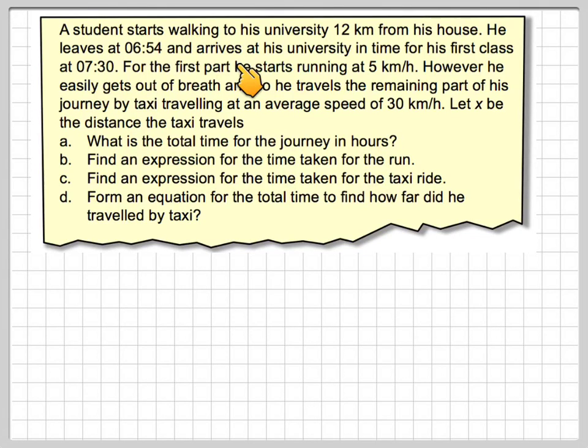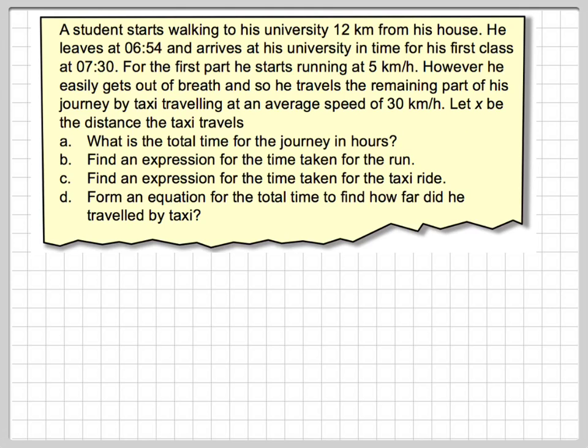A student starts walking to his university 12 kilometres from his house. He leaves at 06:54 and arrives at the university in time for his first class at 07:30. For the first part, he starts running at 5 kilometres per hour. However, he easily gets out of breath, and so he travels the remaining part of his journey by taxi, travelling at an average speed of 30 kilometres per hour.